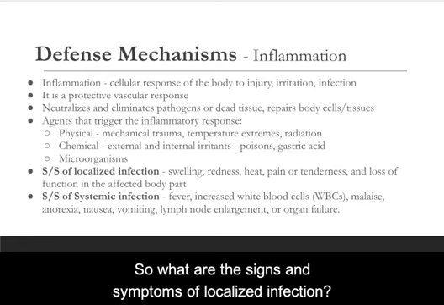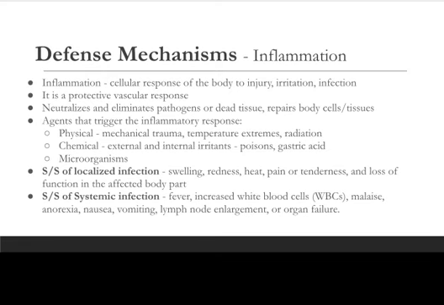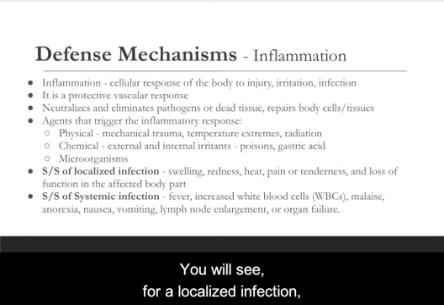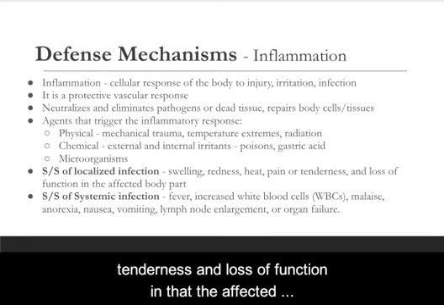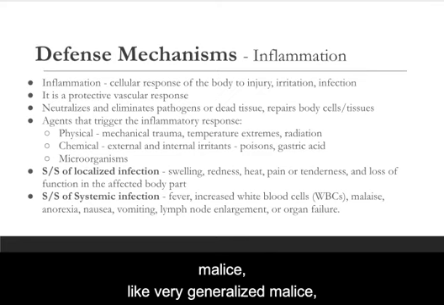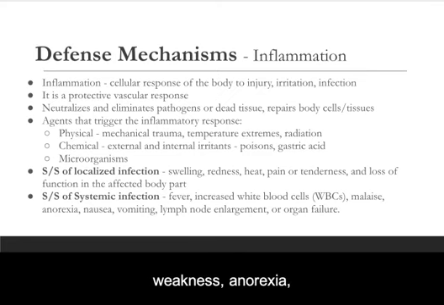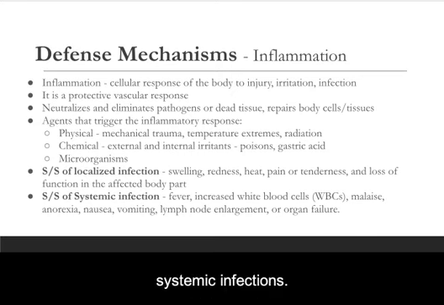So what are the signs and symptoms of localized infection? Remember, we talked about localized as in a specific area, for example, a wound infection. What signs and symptoms will you see for a localized infection? They would be swelling, redness, heat, pain, tenderness, and loss of function in the affected part of the body. Now, signs and symptoms of a systemic infection include fever, increased white blood cell count, malaise, like very generalized malaise, weakness, anorexia, nausea, vomiting. You'll notice the lymph nodes get enlarged, and then you might have organ failure. So that's the difference between localized and systemic infections.